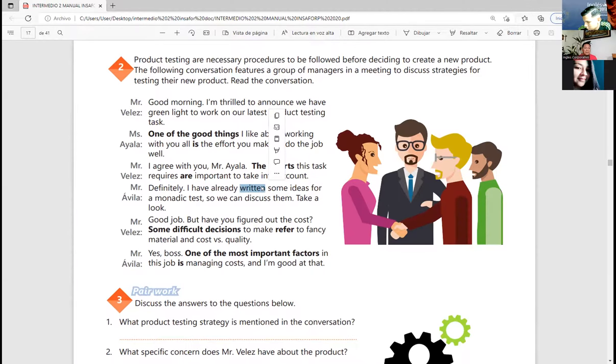And another one, effort, is that the correct pronunciation? Effort. Effort? Effort. Okay. Just that. Effort. Okay. I think it's only that. Only that? Yes. Effort. Okay.